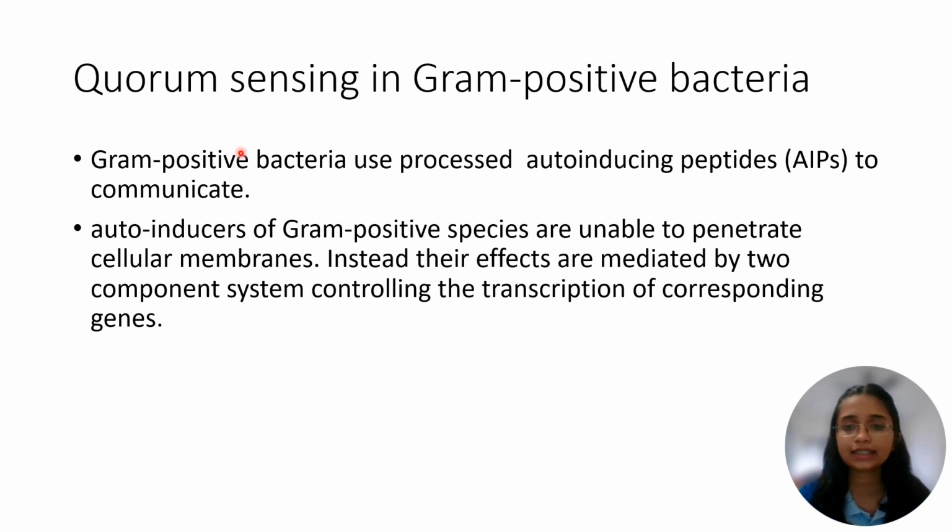So now let's see quorum sensing in gram-positive bacteria. Gram-positive bacteria use autoinducing peptides to communicate. These autoinducers are unable to penetrate through the cellular membrane, so they use a two-component system to control the transcription of the corresponding genes, which we will see in further slides.